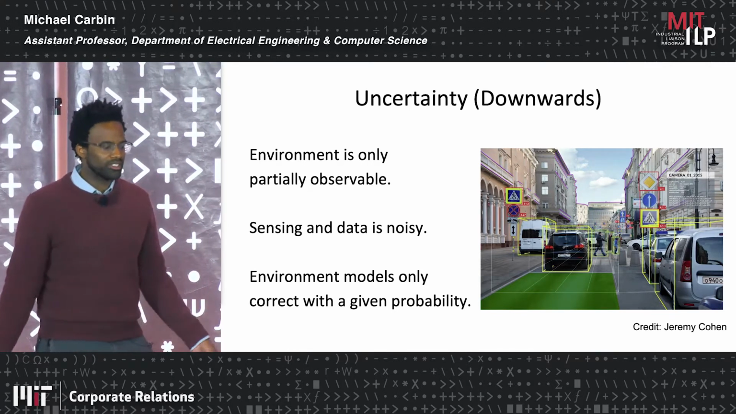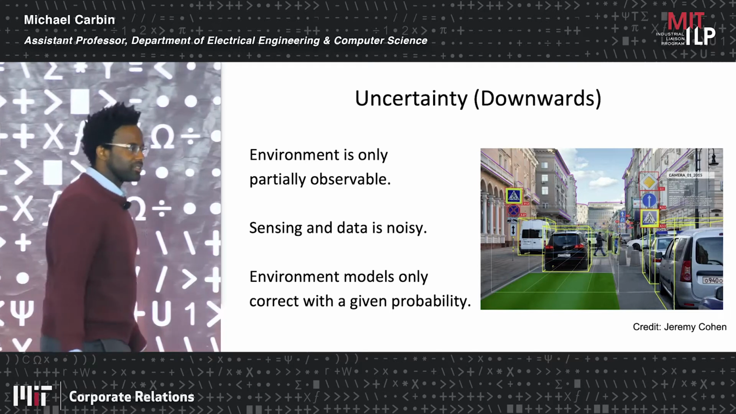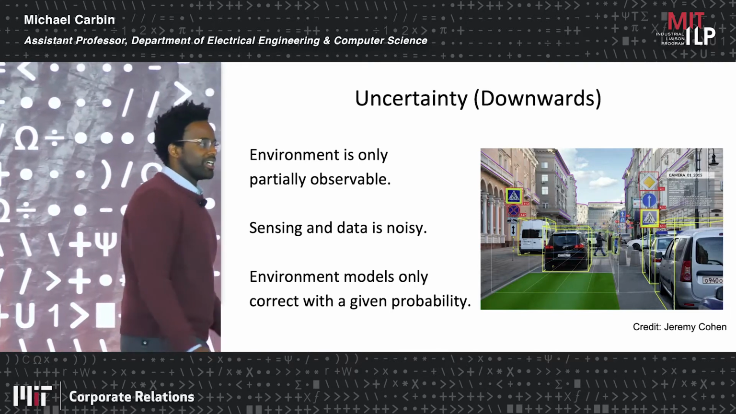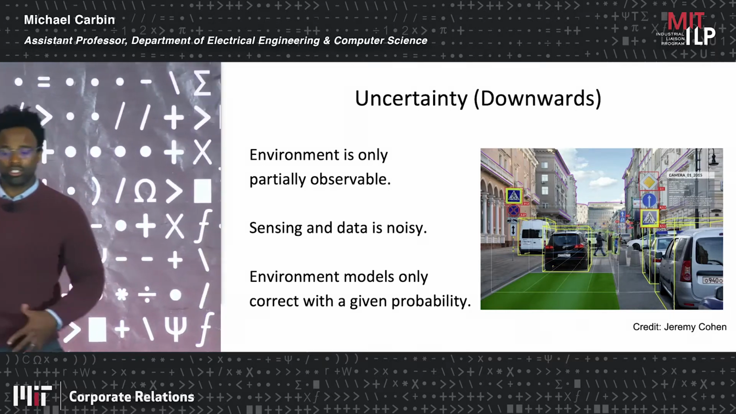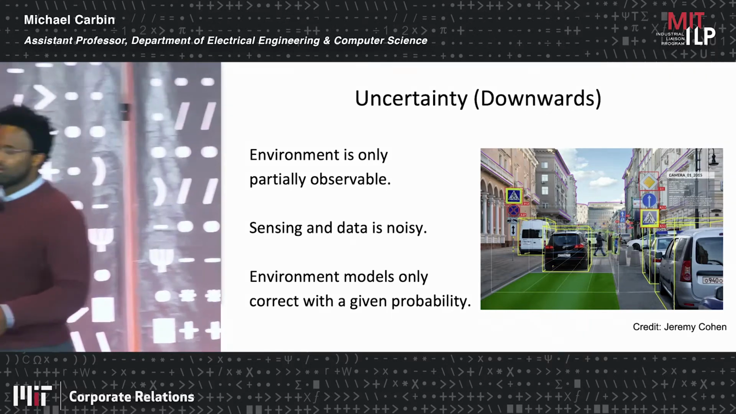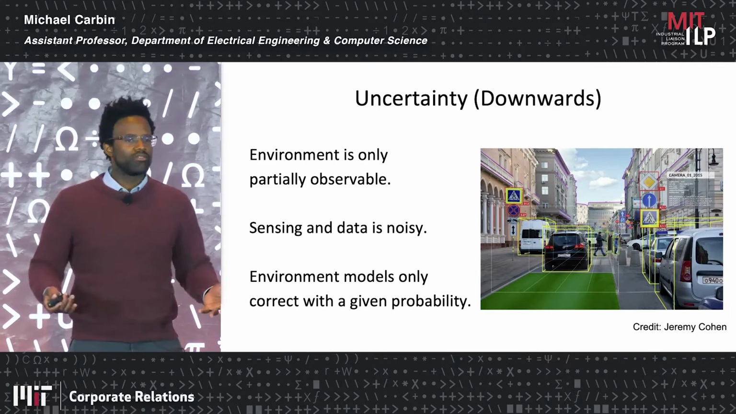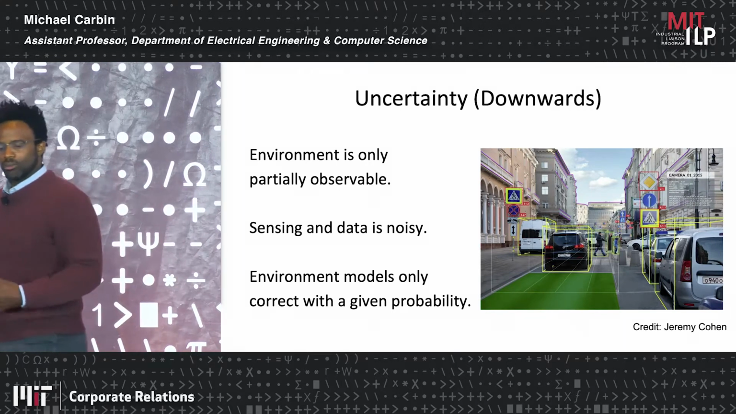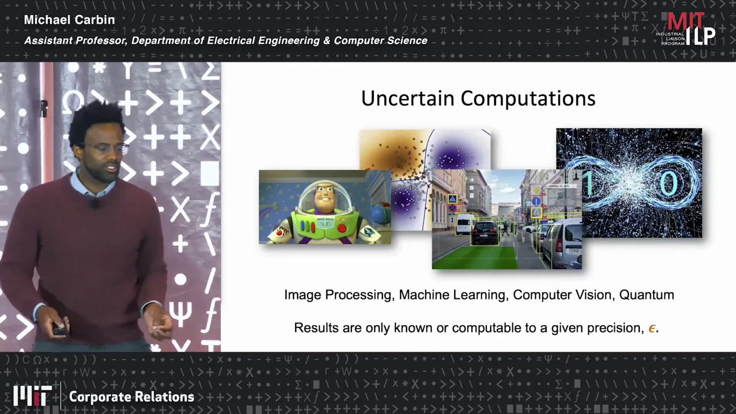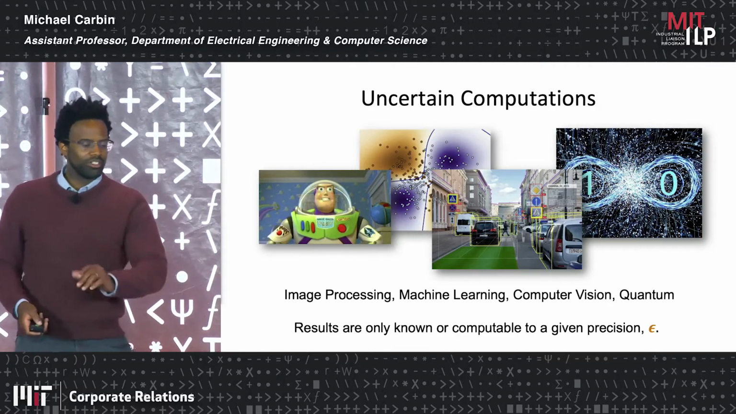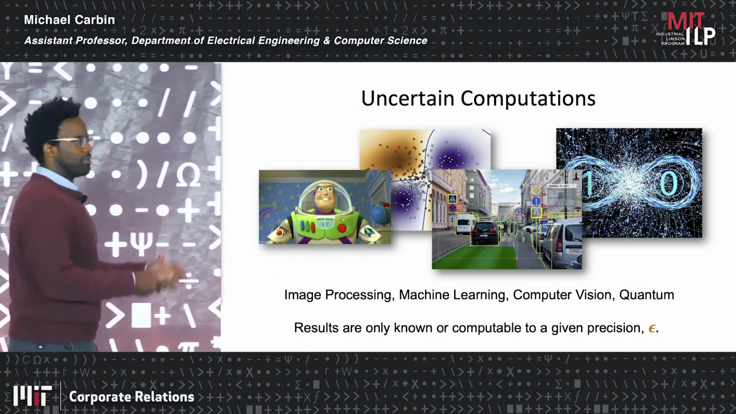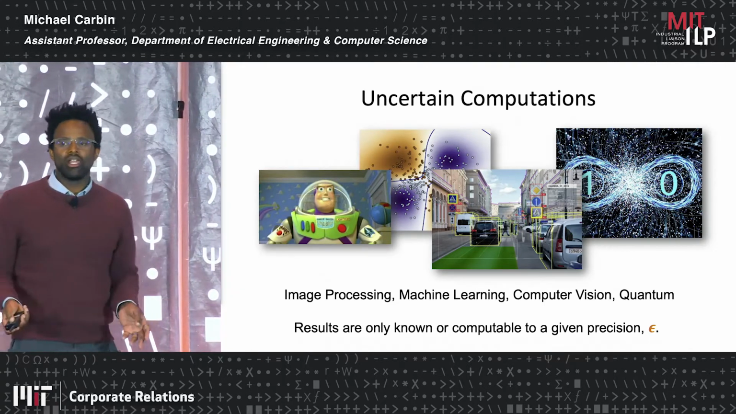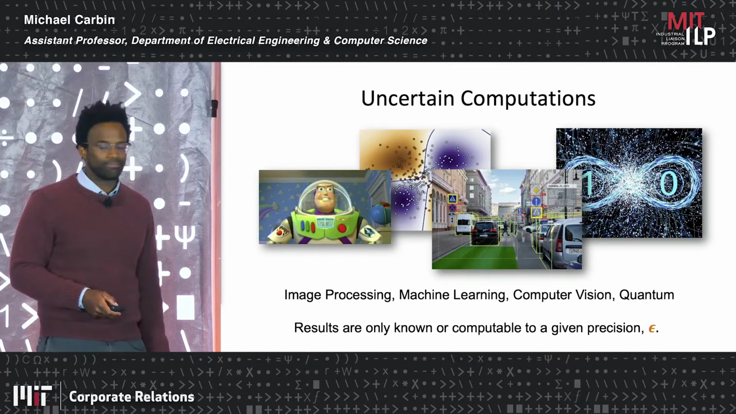The way that we're going to do this is via sensing in data that is inherently noisy. It's got an epsilon associated with it. And then even as well, the models that we're using to try to construct our estimates of where they are are only correct with some given probability, right? And so what this means is that these uncertain computations really are everywhere. It's not just computer vision, but it's quantum computation as we're seeing it, image processing, and machine learning as we're all talking about today.